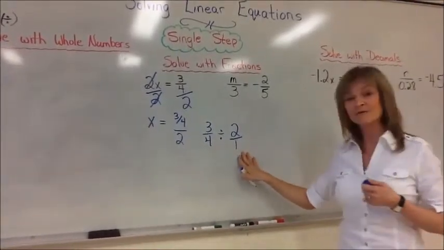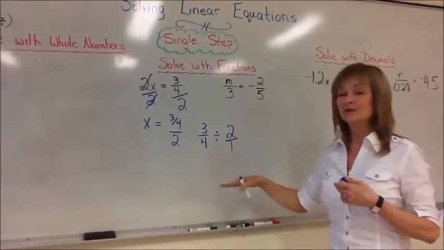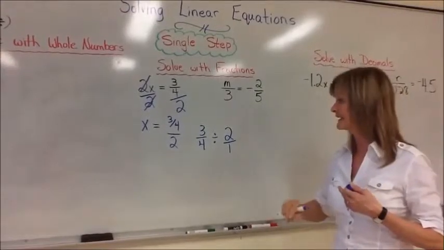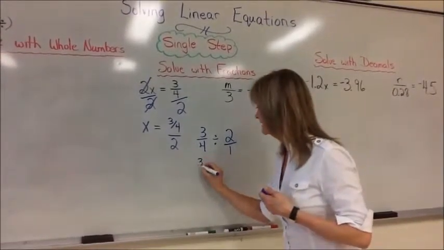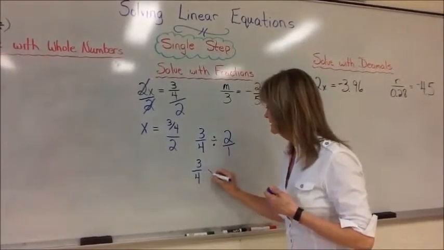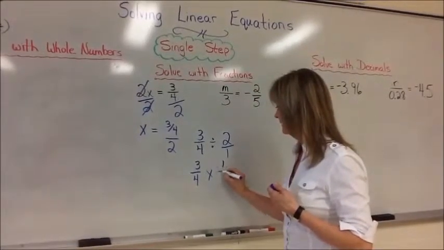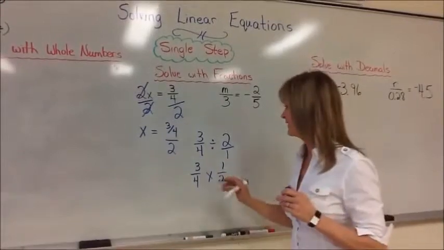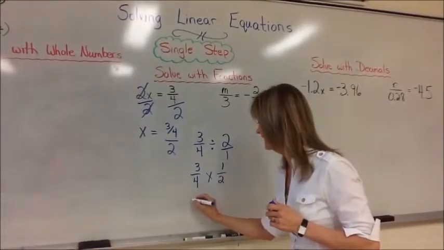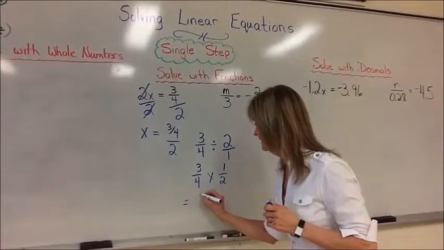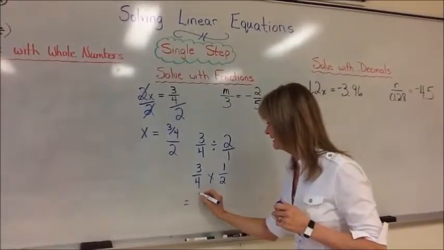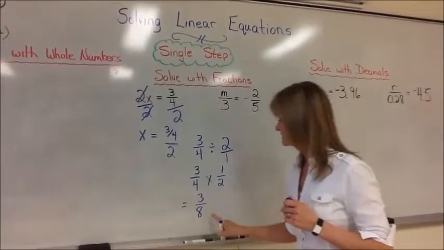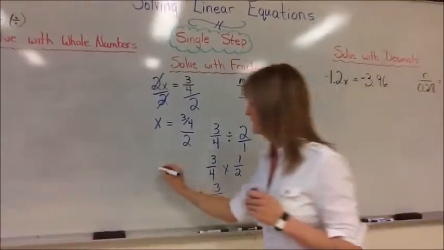Now, how do I solve for a division problem? You have to change it to multiplying and do the inverse of the second fraction. So then this becomes 3/4 times 1 over 2. So hopefully I haven't lost you yet. We'll talk this through again. And that in turn equals 3 times 1 is 3, 4 times 2 is 8. So your answer here is 3/8.